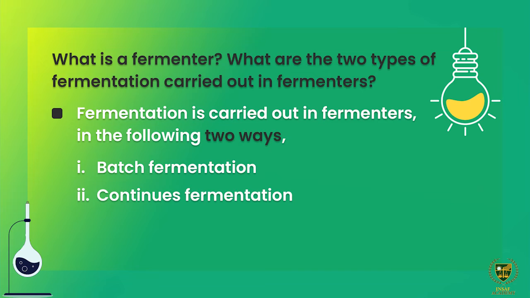And the fermentation is carried out in fermenters in the following two ways. The first one is batch fermentation, which is also called discontinuous fermentation, and the second type is continuous fermentation, which we have discussed in the lectures in detail.